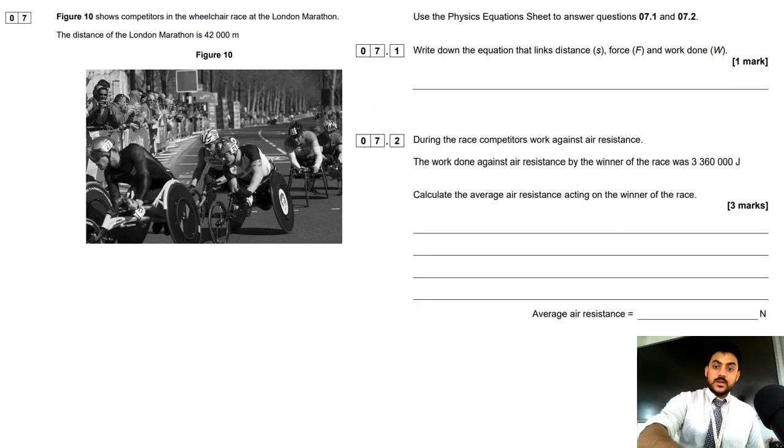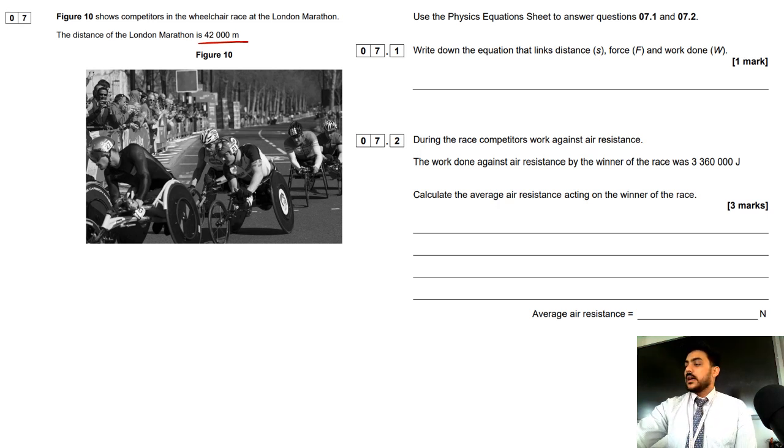Next question, final question, is a very easy, quick paper. So in question 7, it asks, figure 10 shows competitors in the wheelchair race at the London Marathon. There's a wheelchair section of the London Marathon. The distance of the London Marathon is 42,000 meters. Use the physics equation sheet to answer questions 7.1 and 7.2. 7.1 says, write down the equation that links distance, force, and work done.